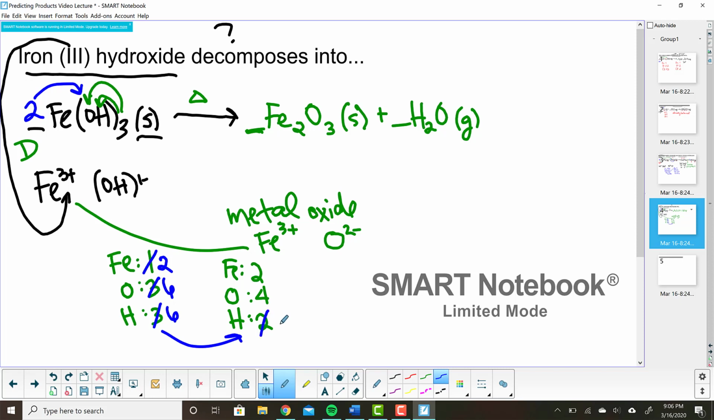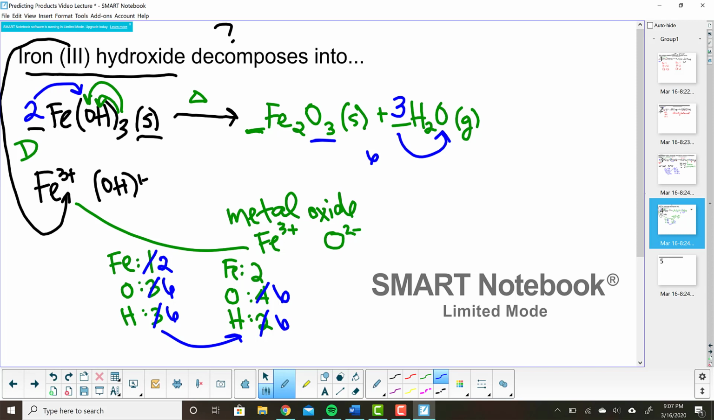I can make the hydrogen on the right a 6 simply by adding a 3 in front of H2O. Now, when I do that, I have 3 oxygens and 3 oxygens. 3 plus 3 is, of course, 6. So would you look at that? My equation is actually balanced. And that was much easier than we thought it was going to be.